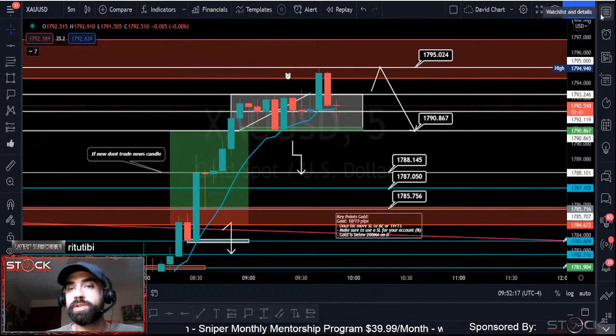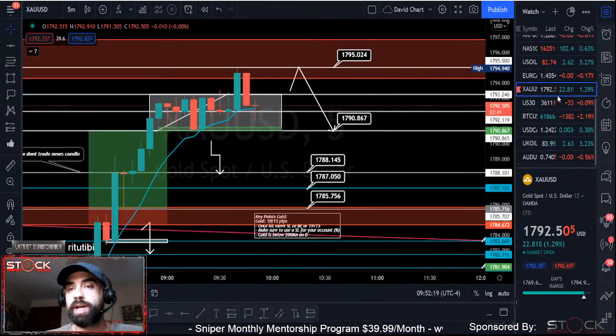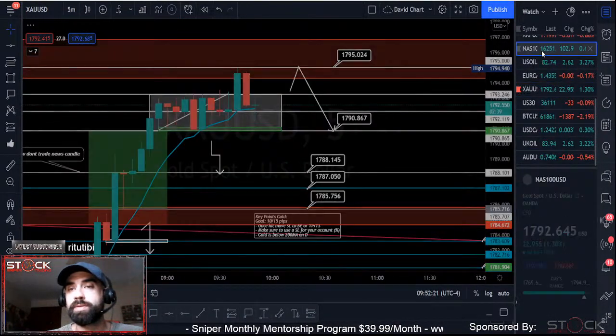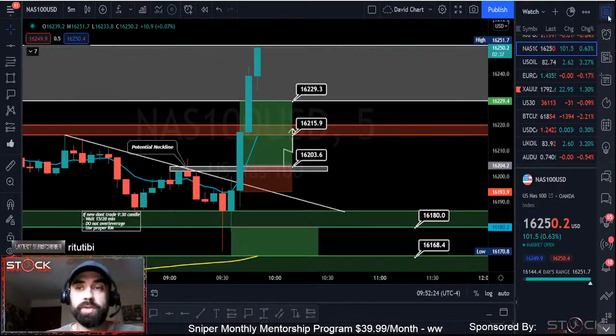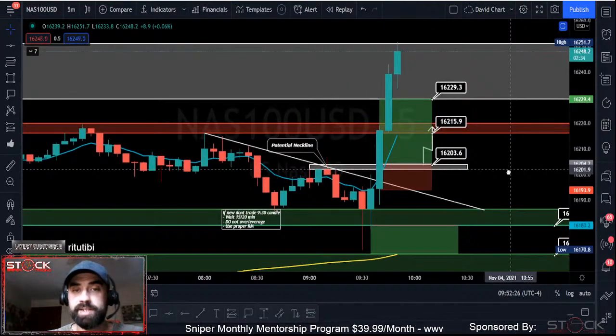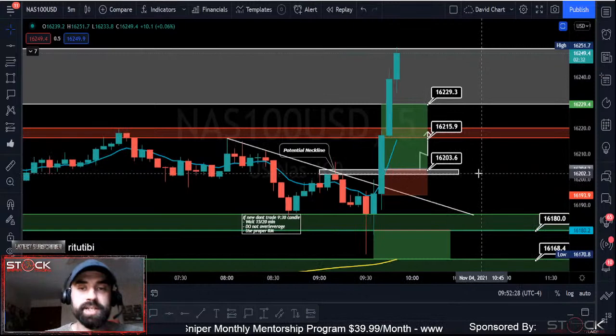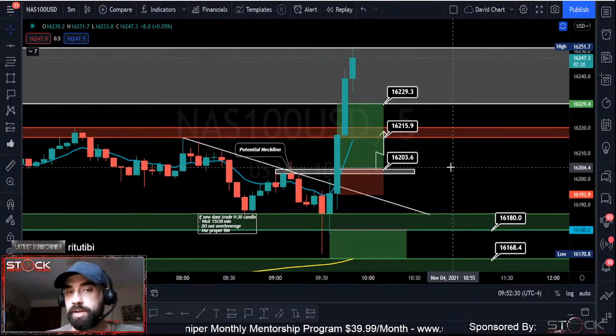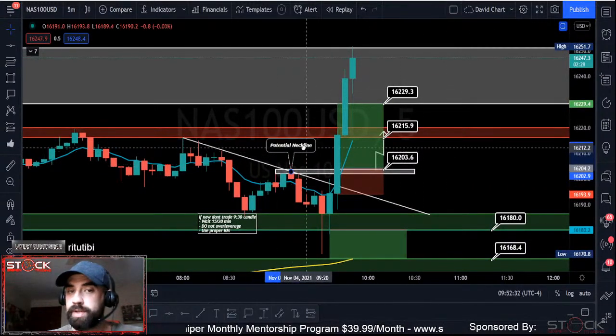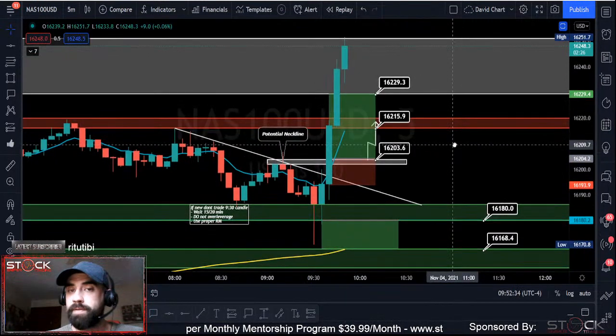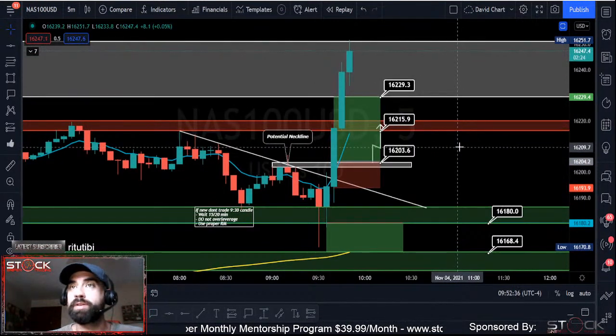So let's check out Nasdaq. That was probably the best play of the day. Remember I told you Nasdaq was the best play of the day, guys? Whenever you start to see double tops, double bottoms here, like this is for real. This is good stuff, right? There's a lot of volume being pumped.